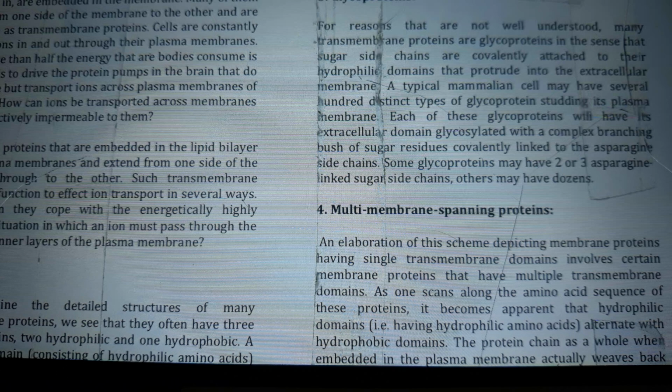Cells are constantly pumping ions in and out through their plasma membranes. In fact, more than half the energy that our bodies consume is used by cells to drive protein pumps in the brain that do nothing else but transport ions across plasma membranes of nerve cells. How can ions be transported across membranes that are effectively impermeable to them? Cells contain proteins that are embedded in the lipid bilayer of their plasma membranes and extend from one side of the membrane to the other.